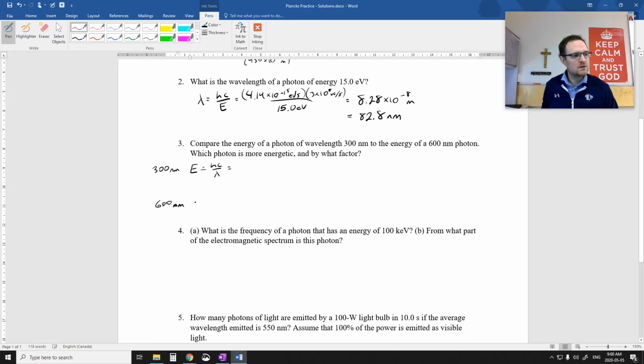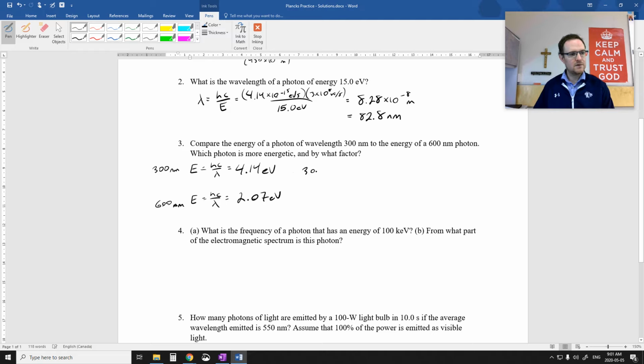hc over lambda. I'm not going to bother showing this substitution here, so I'm just going to type the numbers in. 300 nanometers, so 4.14 for this first one electron volts. And let's just change that one number in there. 2.07. You can always see that the one that has half the wavelength has twice the energy.